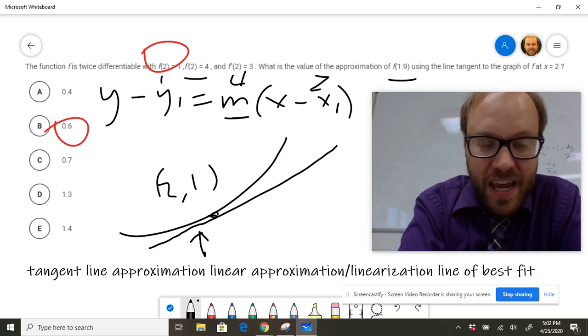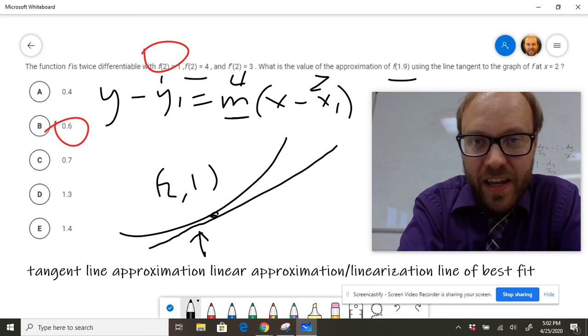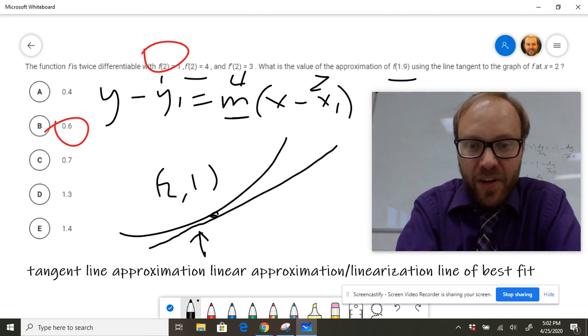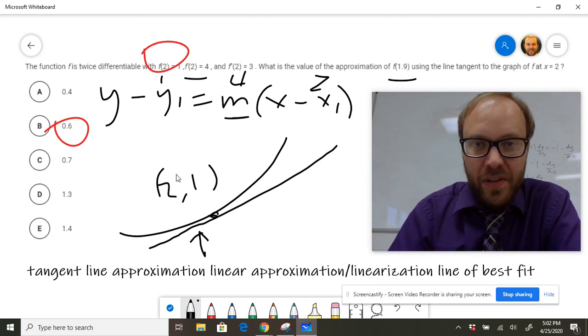So these questions can be very simple. Again, the wording can be a little bit different, but you can always fall back on point slope form. You don't really need different equations for different wordings of these problems. And they can be really, really nice to work with.